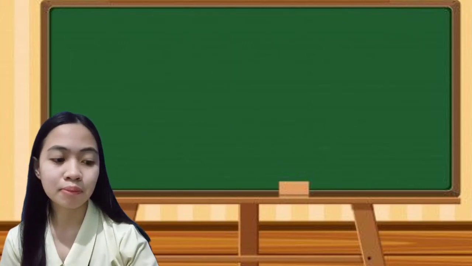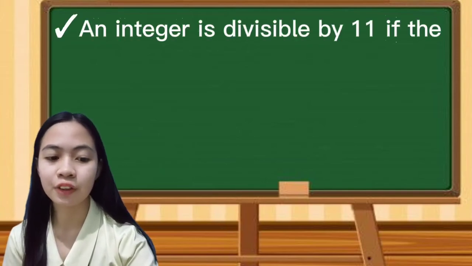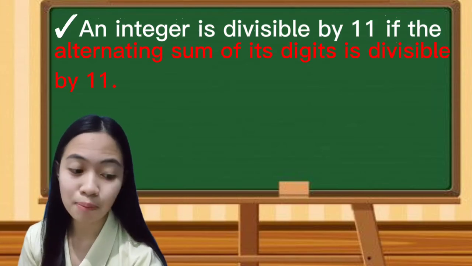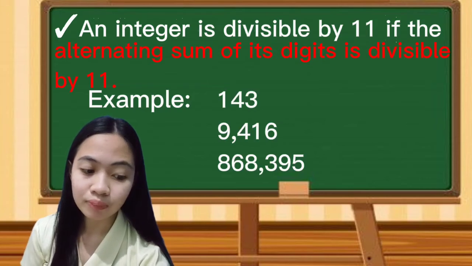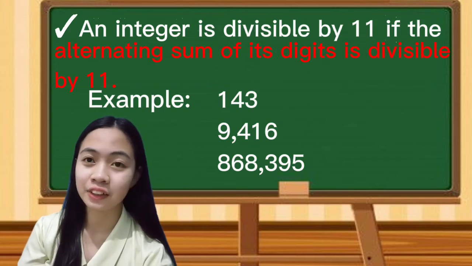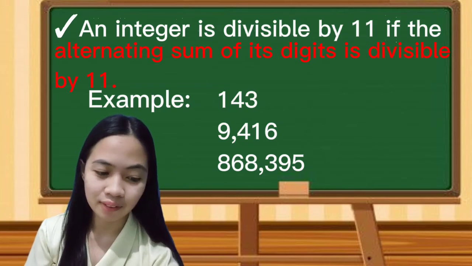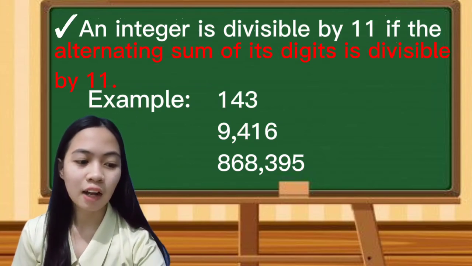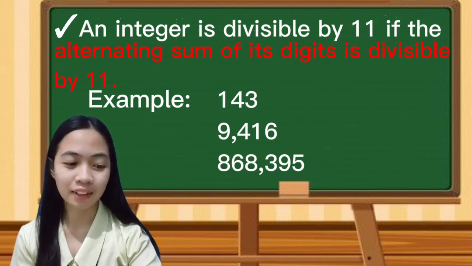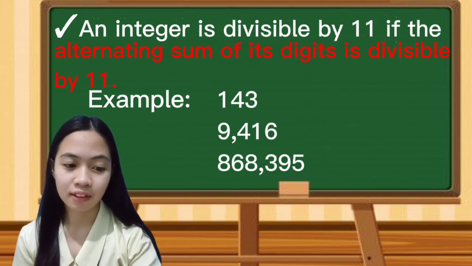Now, the divisibility rule of 11. An integer is divisible by 11 if the alternating sum of its digits is divisible by 11. For example, 143. 1 minus 4 plus 3, because it is alternating sum, is equal to 0, and 0 is divisible by 11. Another example, 9,416. 9 minus 4 plus 1 minus 6 is equal to 0, and 0 is divisible by 11.